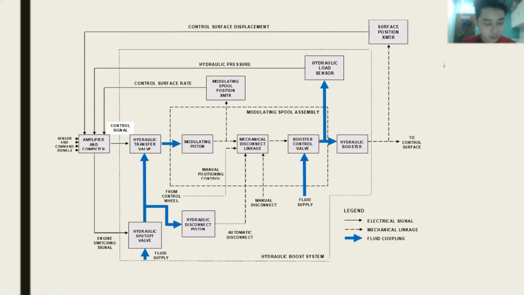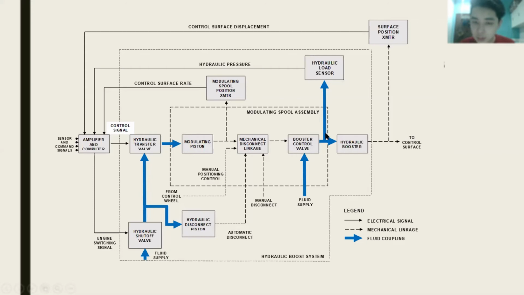Next, when the control surface is in motion and reaches here, the modulating piston is displaced. The system will monitor the position of the modulating piston to detect the control surface rate of movement. Subsequently, this action generates a signal to damp the control surface movement.